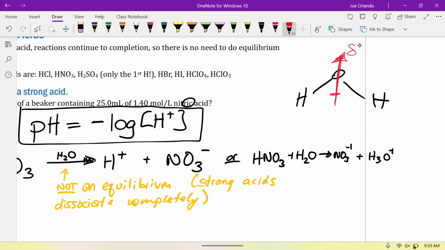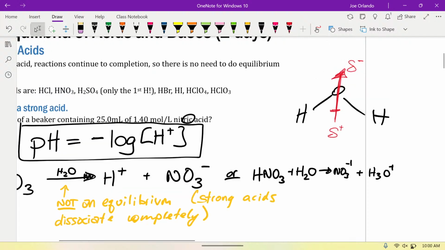Dipole. This side is slightly negative. Why is this side slightly negative? Oxygen is more electronegative. Good. We would have a dipole here and a dipole there. The left and right of it would cancel. It would give us the big one.